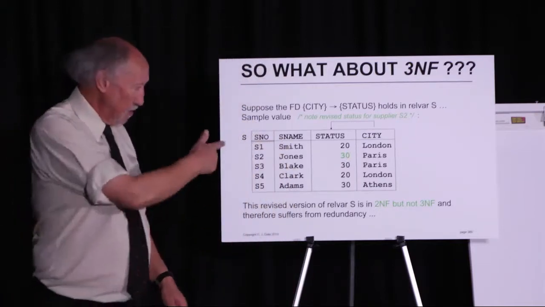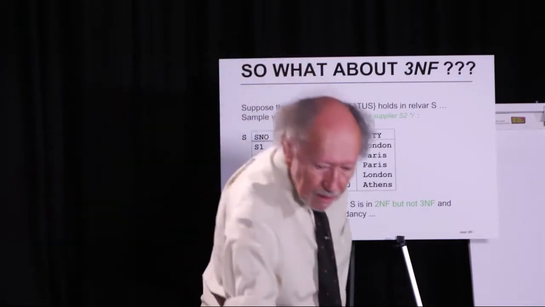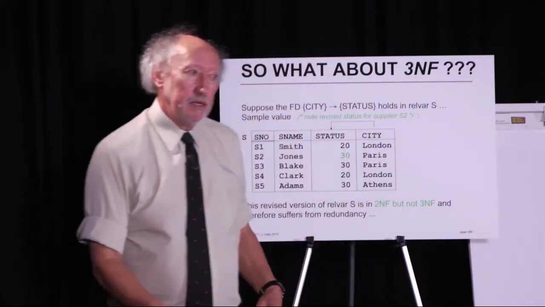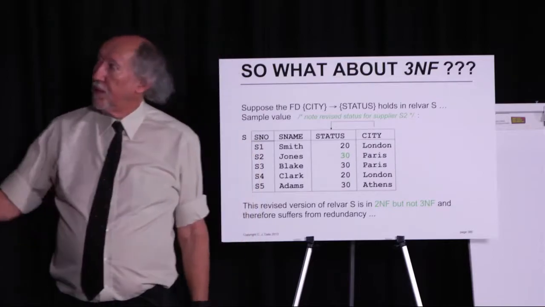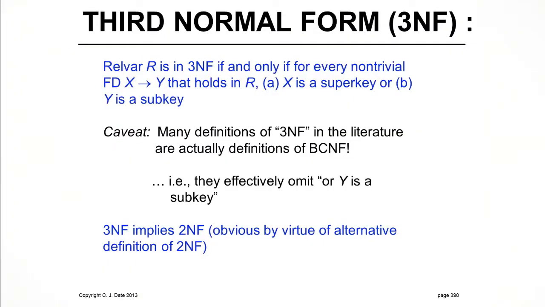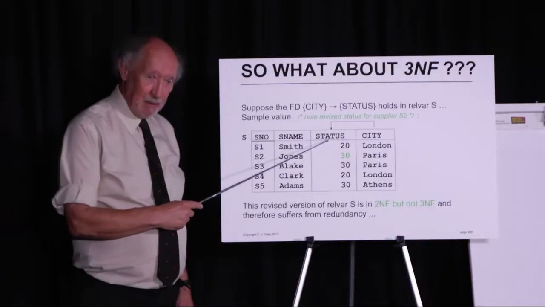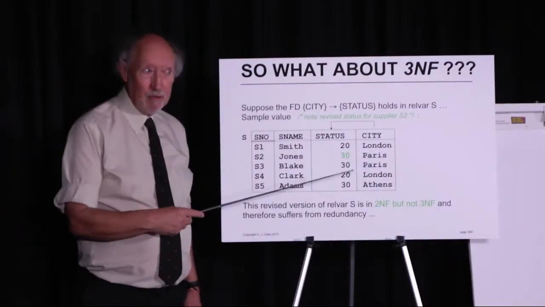So this is just the same as the poster here. Here's a definition of third normal form. R is in third normal form if and only if, for every non-trivial functional dependency X arrow Y that holds, either X is a superkey. You can never get rid of arrows out of superkeys. Or Y is a subkey. And here the problem is that X is not a superkey and Y is not a subkey. So this one is not in third normal form.